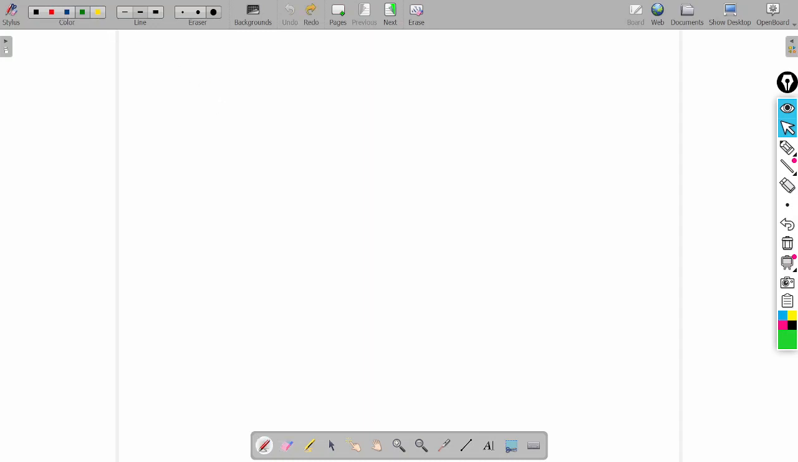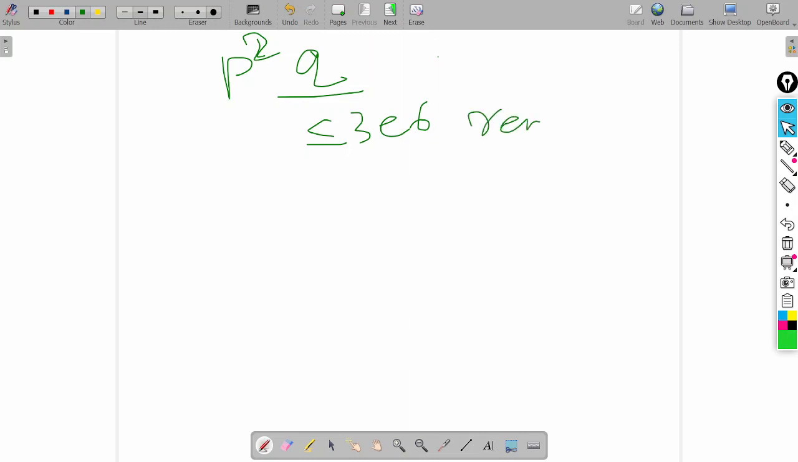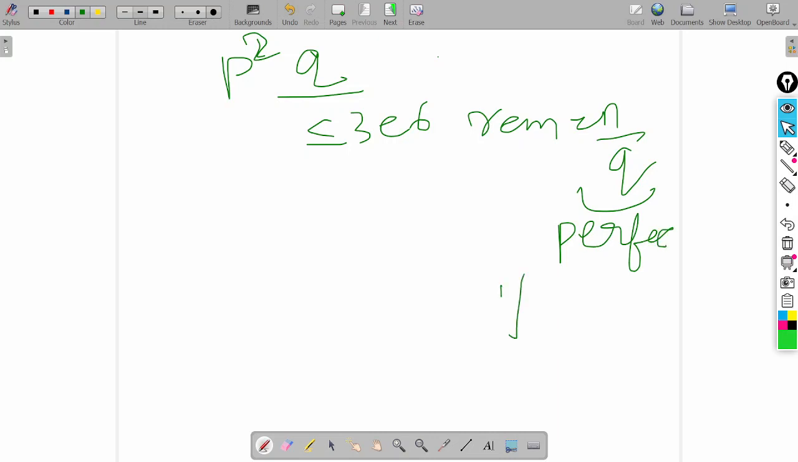So we have p square into q, and we know the minimum of them is less than or equal to 3e6. So we iterate on q, trying all the prime numbers which are less than 3e6. Then our remaining part is n upon q, which should be p square. We just check if this is a perfect square; if so, p is the square root of n by q, and this is a possible answer.